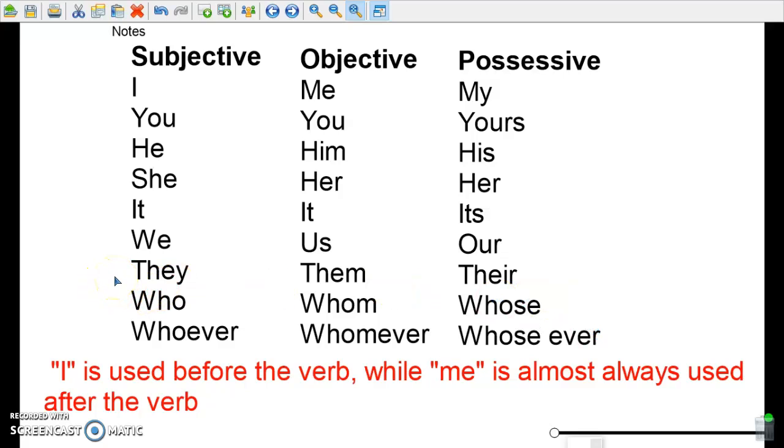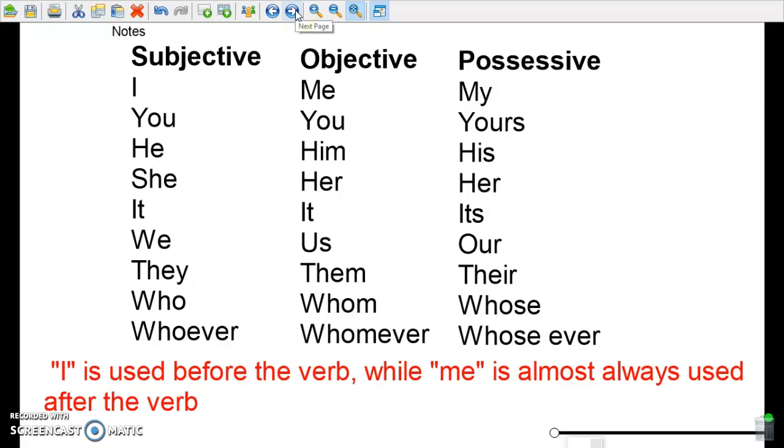Now, Miss Molina, I get confused when to use I and me. Well, you better make sure that you have this bottom part in your notes because I is used before the verb. So you will always use the subject pronoun I before the verb. And then me is almost always used after the verb. So I before the verb, me after the verb. Once again, I before the verb, me after the verb. Okay? 90% of the time, that's how it works. All right? And this is the last slide.